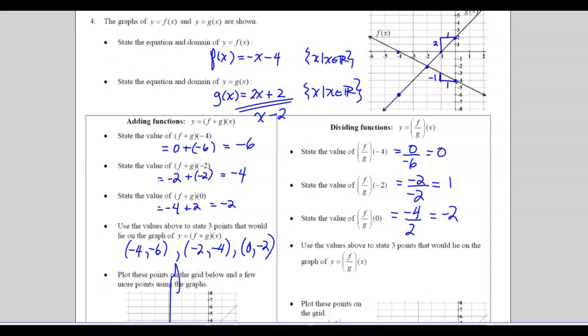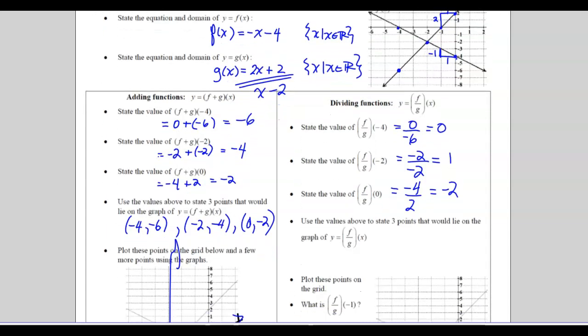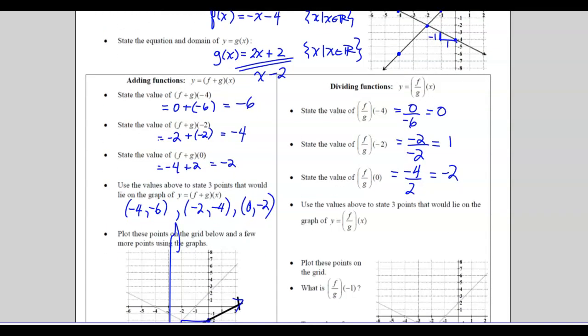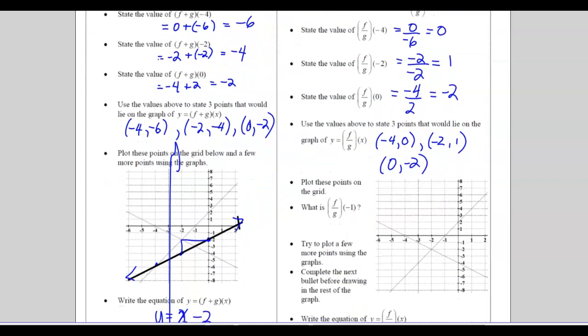So use the values above to state 3 points that would lie. So just like we did in the previous part, that would be (-4, 0), (-2, 1), and (0, -2). Okay, and plot those.